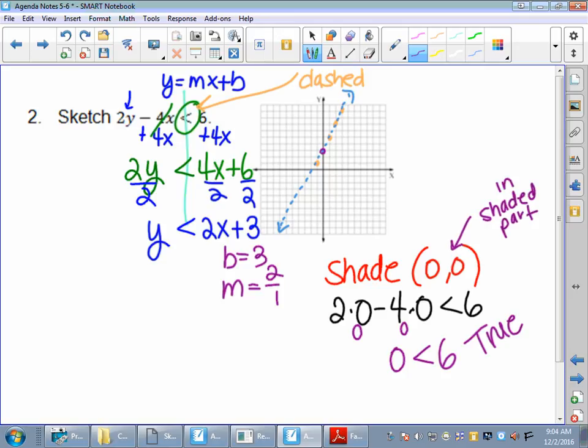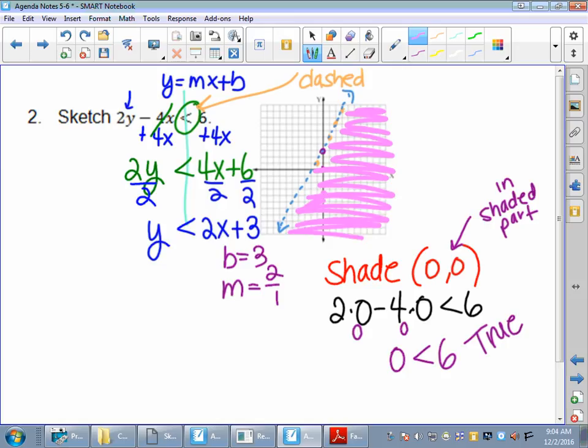So (0, 0) is right here. So I'm going to shade this side of my dashed line. Notice how in the last example and in this example, both of them got shaded to the right, but for different reasons. It's all about where that test point is. I want (0, 0) to be on the shaded side of the line because I got a true statement. So it's all about what point you test and whether it's true or false.